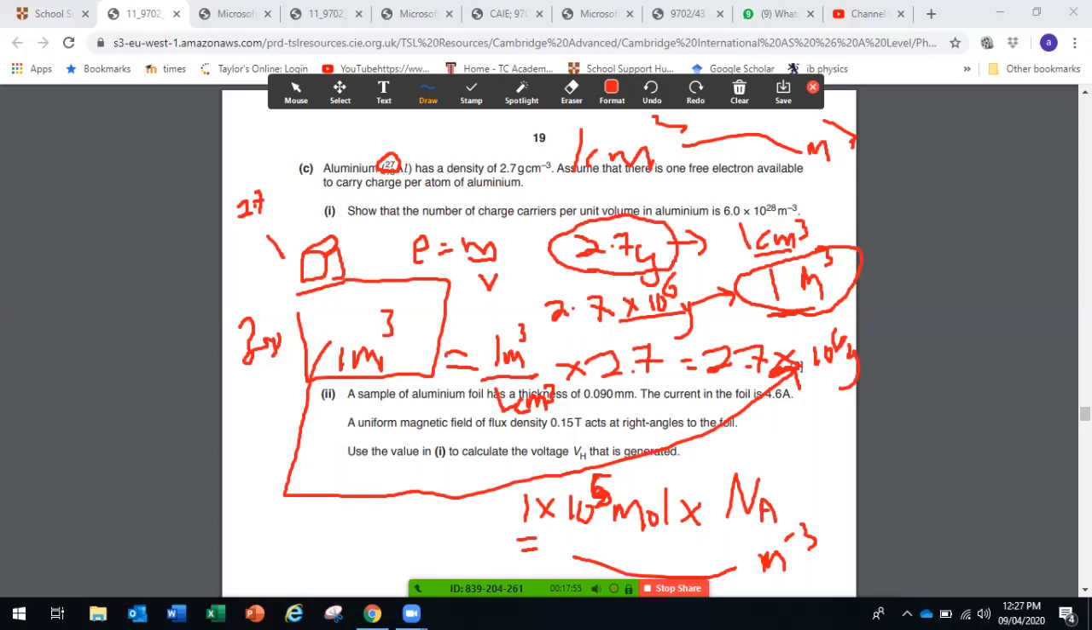Oh, so what I can do is 1 meter is 100 centimeters. So 1 meter cube is 1 times 10 power 6 centimeters cube. So I just times it with 2.7. Yeah, 2.7 times 10 power 6 grams, sir. Correct. Any other question?